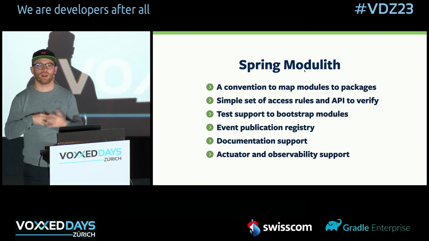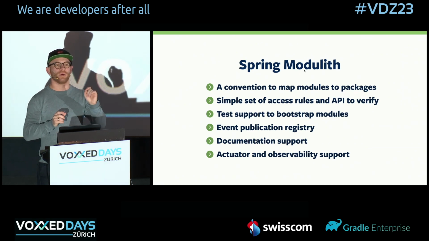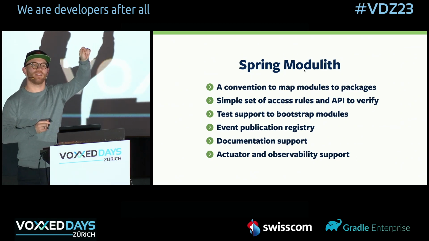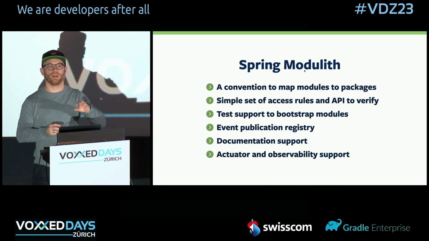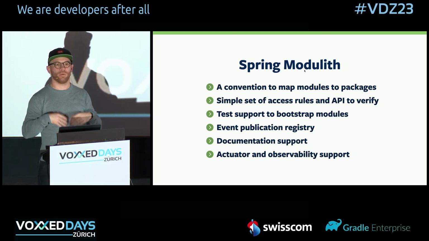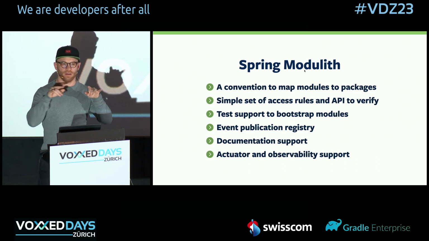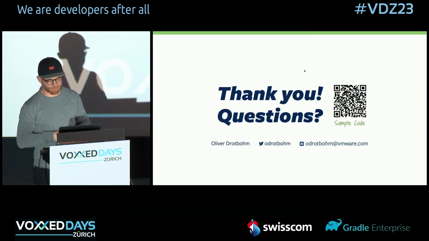They will pull in the micrometer observation support, and you will actually get the same traces showing you, oh, there was a request entering the order module that has triggered an event, which has triggered some functionality in the inventory module, in the same way you would see that if they were separate services, right? You get an extra layer of depth insight into your application interaction.